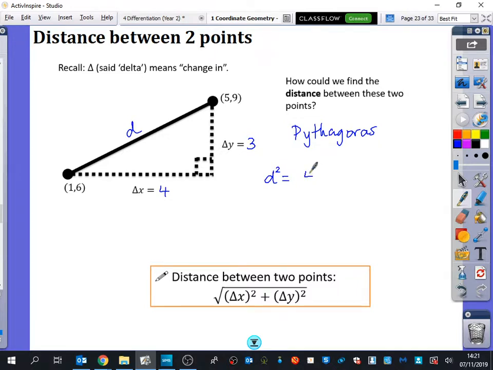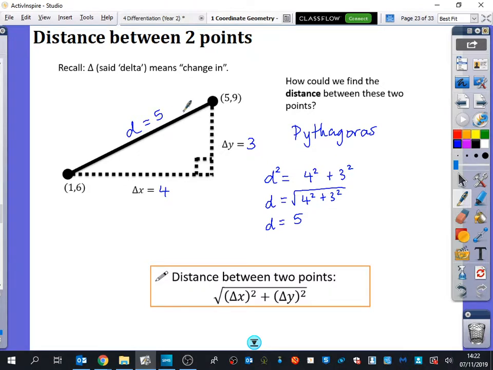So from Pythagoras, we can see that the distance squared is the change in x squared plus the change in y squared. So the distance is the square root of 4 squared plus 3 squared. What does that work out as? Good, it works out as 5. 16 plus 9 is 25, and the square root of that is 5. So here we have worked out that the distance between those 2 points is 5.